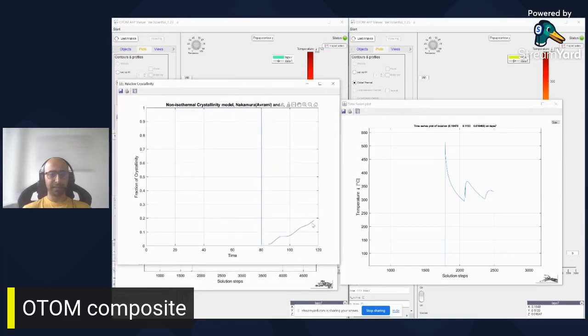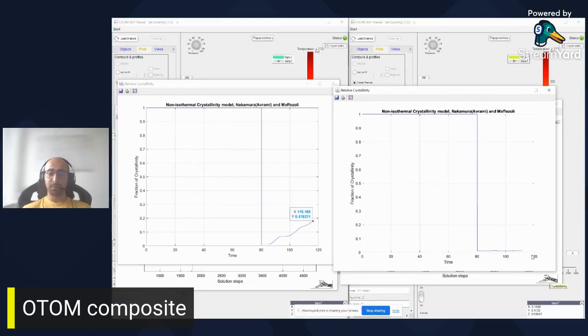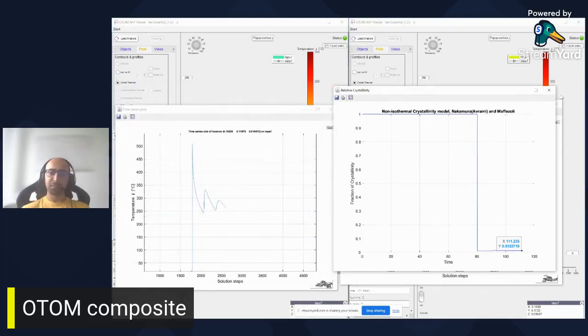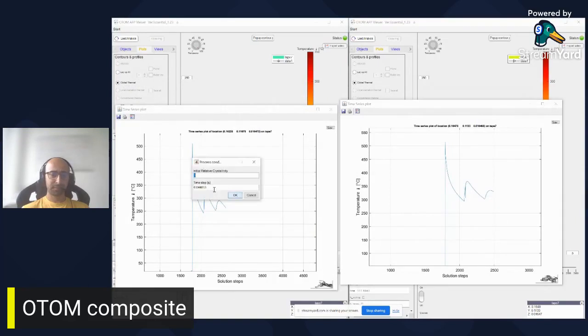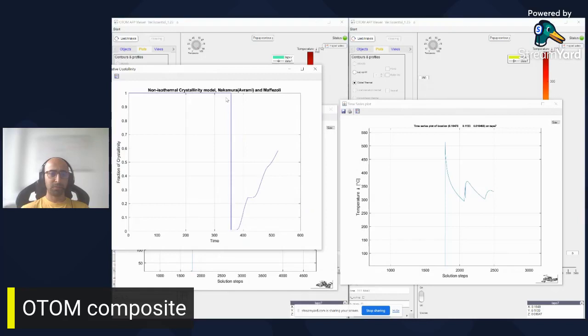So we will have a look here. For the left side, we got around 0.17. For the right side, we got almost zero, because we are very close to the liquid phase. And how about if we change the time steps? I'm closing these two. I change the time step to 0.2. Here we go.